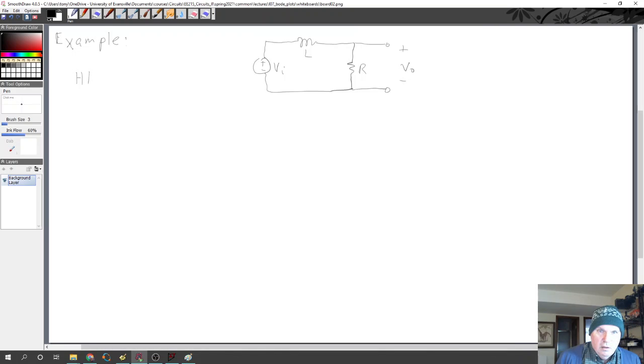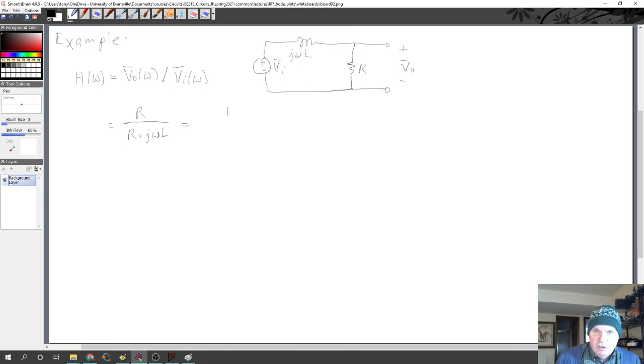So the transfer function or frequency response is the ratio of the output to the input as a function of frequency. We can use voltage division to get this ratio. Again, these are working in the phasor domain. This would be j omega L and R, and using voltage division, this would just be R over R plus j omega L. So this would be the frequency response, again, as a function of omega.